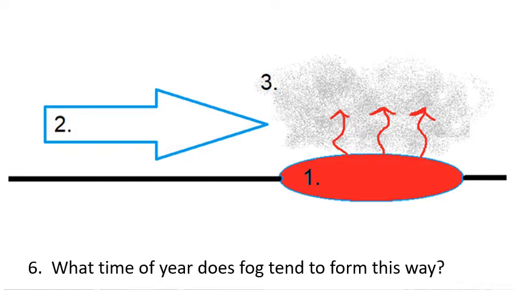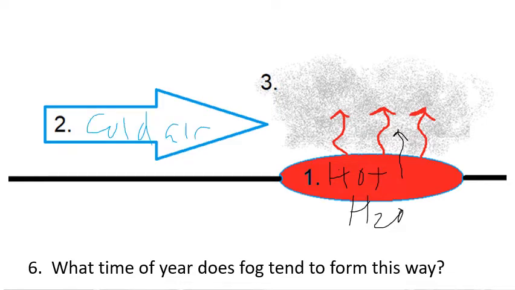1, 2, 3. What's going on here? Well, one is we have warm or hot water. I'm going to say hot, but you can say warm, and it's evaporating. The second thing that has to be true is we've got to have some cold air come in. So we get some cold air that moves over the hot water. Well, the cold air then makes that evaporated water condense, stick together, and form fog right over the water source.